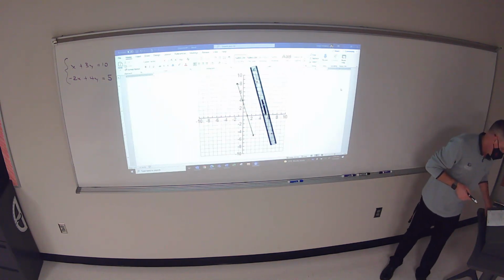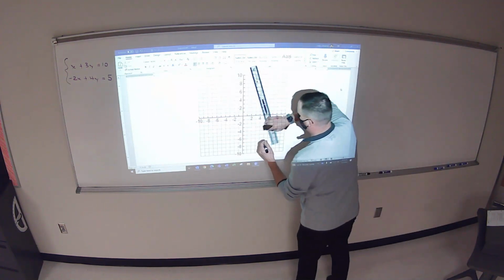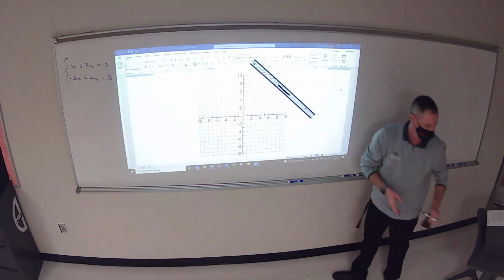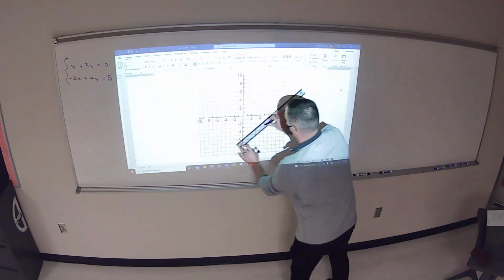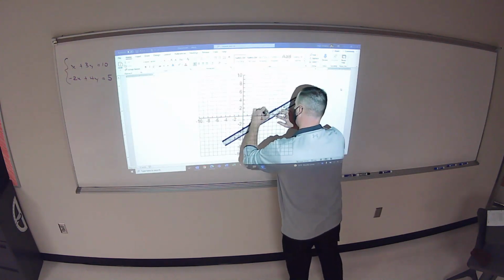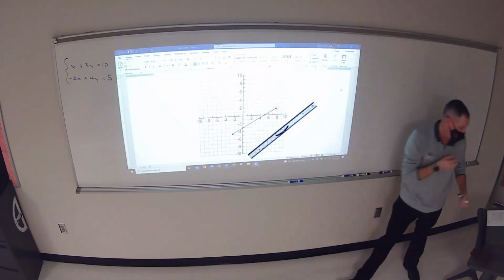Okay? In problem number 5, you've got an x-intercept of 5. That's going to be right here. And a y-intercept of -3, which is going to be right here. So now we grab the straight edge, we draw the line that goes between those. That's what we're looking for as the answer to problem number 5.